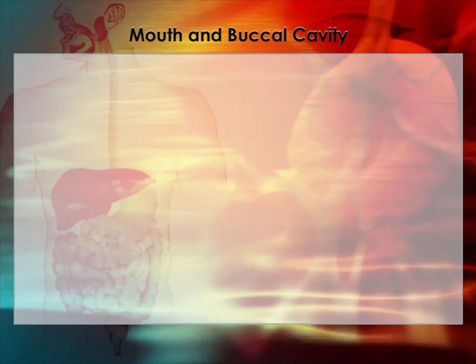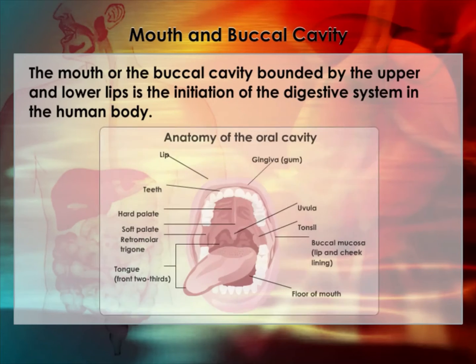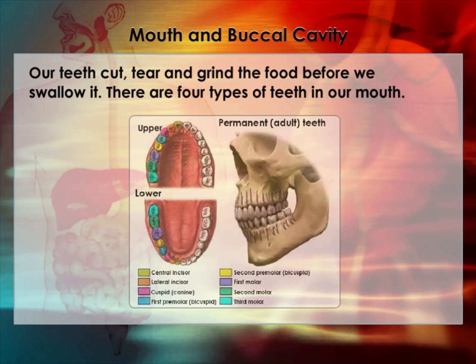Mouth and buccal cavity. The mouth or the buccal cavity, bounded by the upper and lower lips, is the initiation of the digestive system in the human body. Now let us see the anatomy of the oral cavity. Teeth. Our teeth cut, tear, and grind the food before we swallow it. There are 4 types of teeth in our mouth. Now let us see the different types of teeth in detail.